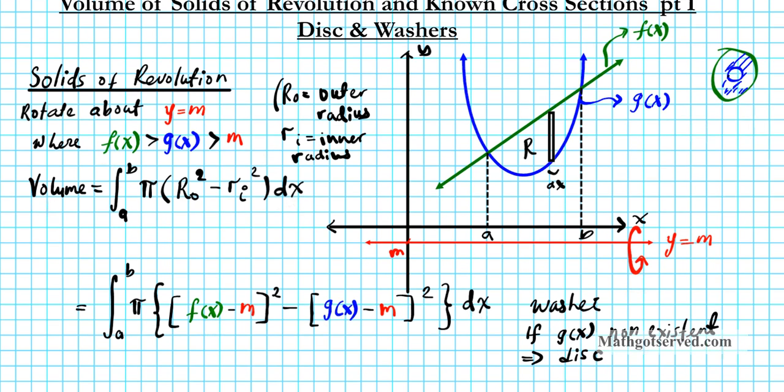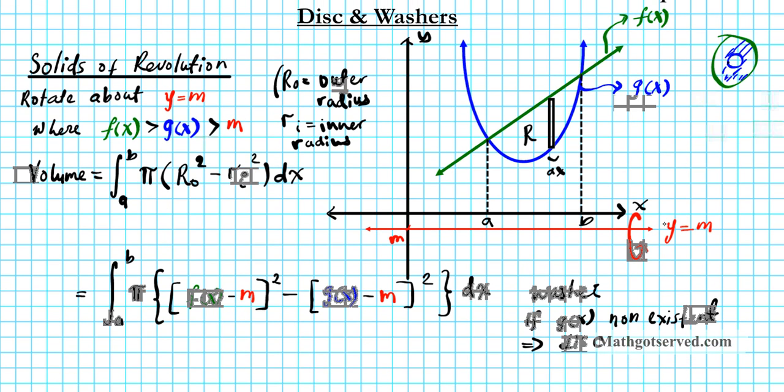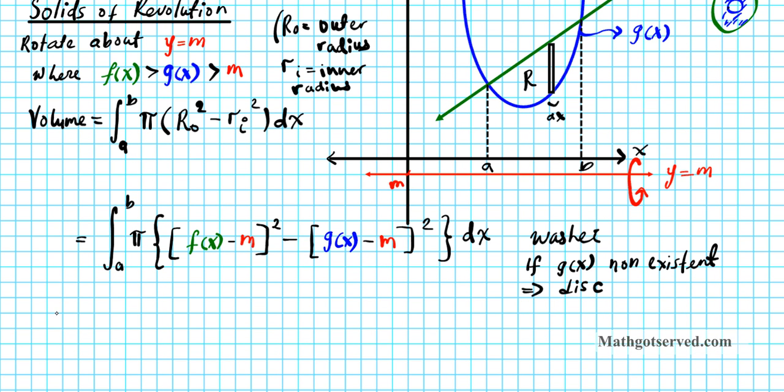All right, now let's consider the case. What if our axis of rotation were above both of the two functions? Okay, what would that situation be like? So in that case, what if we're going to rotate about y equals n, where y equals n is above all of them? We're going to have a situation where n is going to be greater than f of x, and f of x will be greater than g of x.